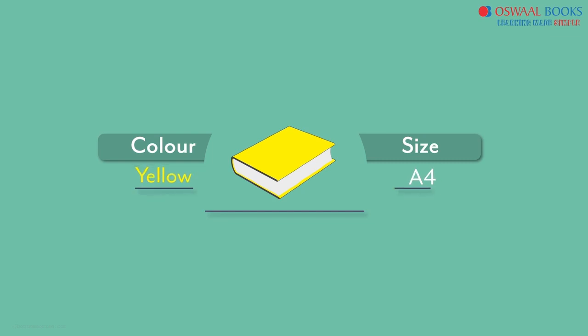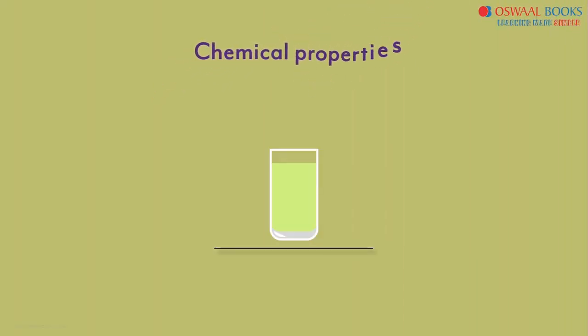What are these properties called? They describe the book physically, right? So we call these properties physical properties. So what do you think are chemical properties of a substance?